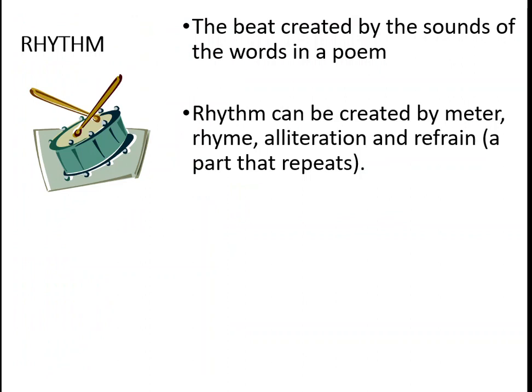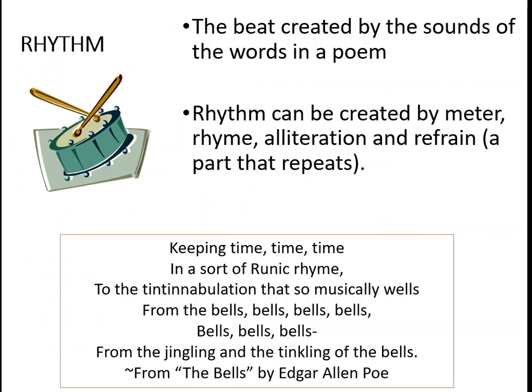But rhythm can be created by meter, but it can also be created by other things like rhyme, alliteration, refrain. That's a part that repeats. Motif, if we have a repeated element. And also when we get into spoken word poetry, the performance, so how people decide to speed something up and then slow it on down. They're creating the rhythm just by how they're performing the poem. This is from a poem that you'll be reading for homework, and then we'll return to Stopping by Woods on a Snowy Evening, which we looked at in our last lecture.